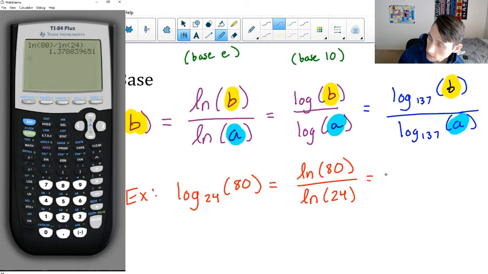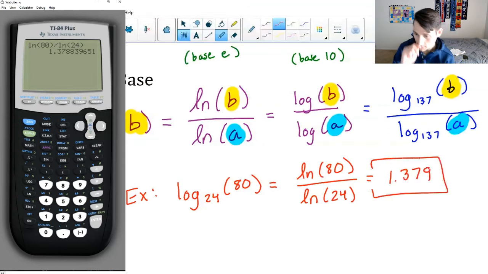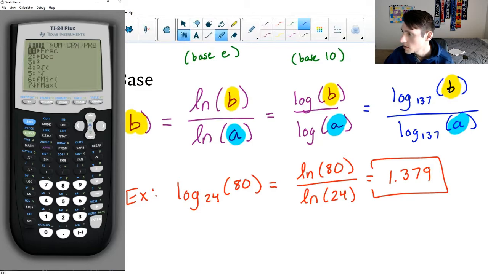So 1.379. It just makes it easier for us to type in. I truly don't even 100% know what the official way to type log base 24 of 80 is. Maybe in math, log base. I don't know what that is. Maybe, potentially. Let's go over.